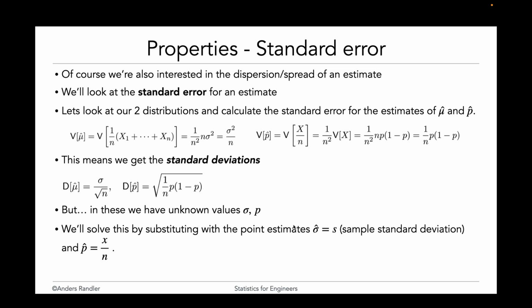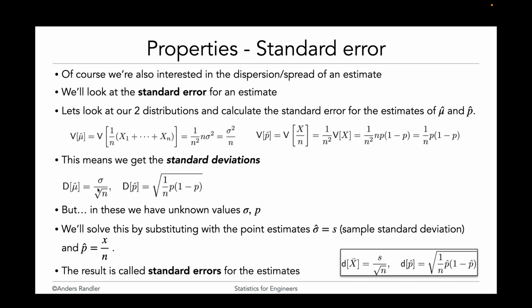And the estimate, in this case, sigma hat, is the sample standard deviation. And in this case, we have the estimate of p. And if we use them in these formulas, they are no longer called standard deviations, because standard deviation is a theoretical thing based on theory. Instead, we call them standard errors for the estimates. They look kind of the same, but the difference is here we're using this, which is based on actual data, and this, which is also based on actual data. So that's the difference. Important to remember.